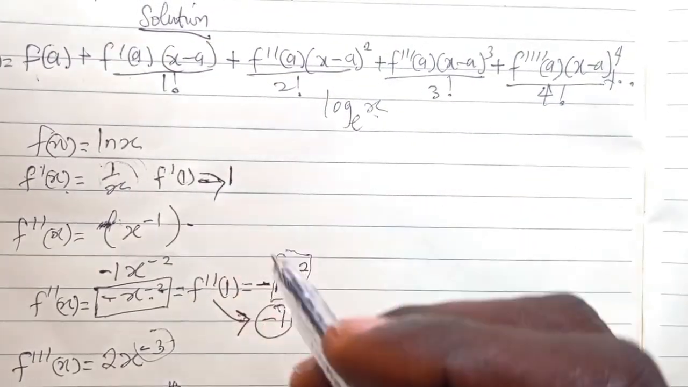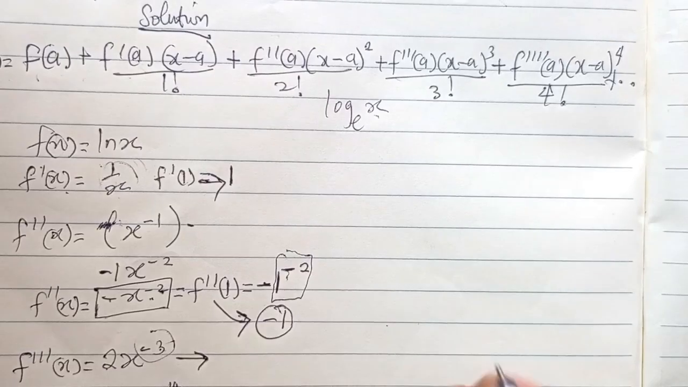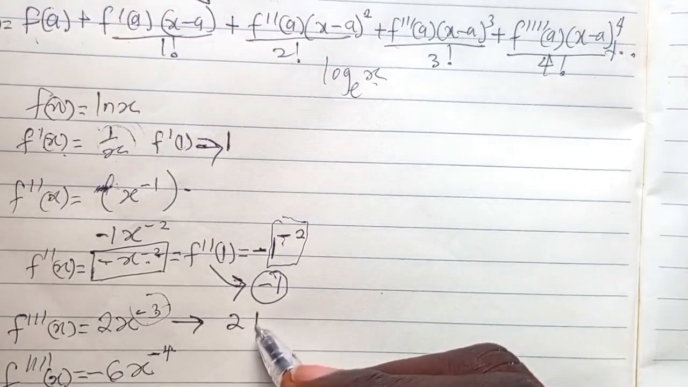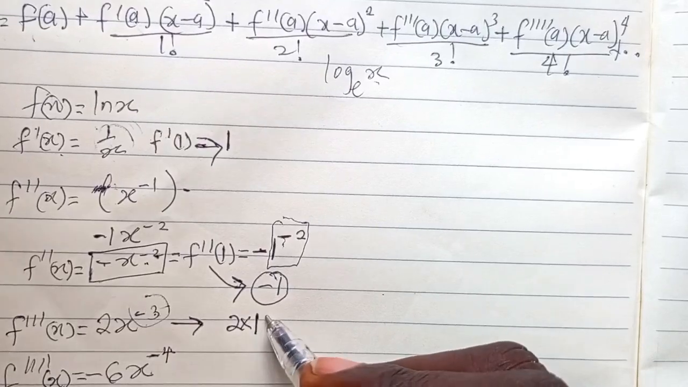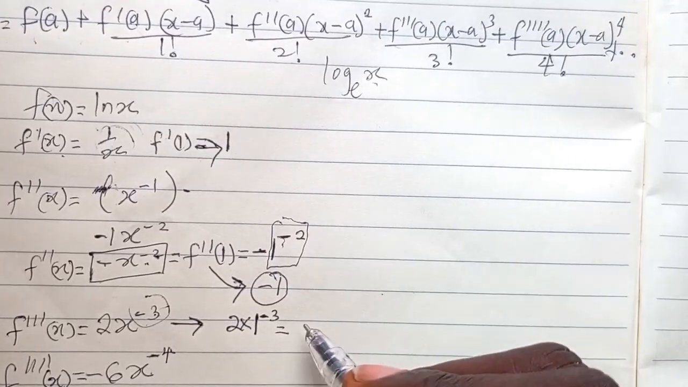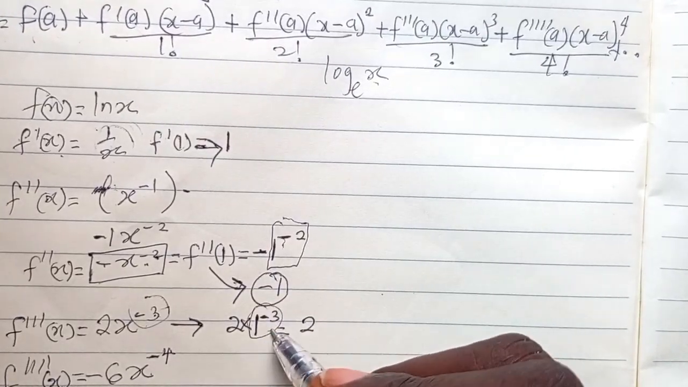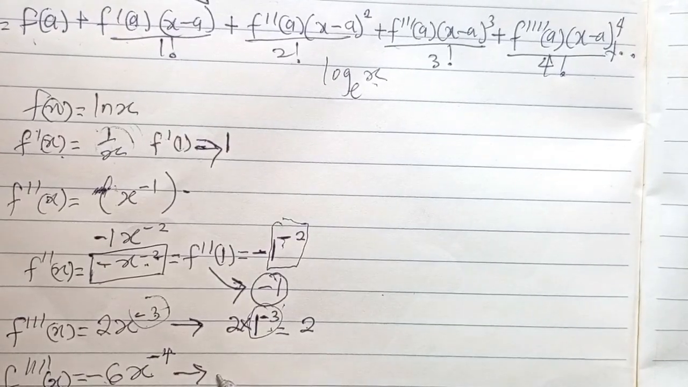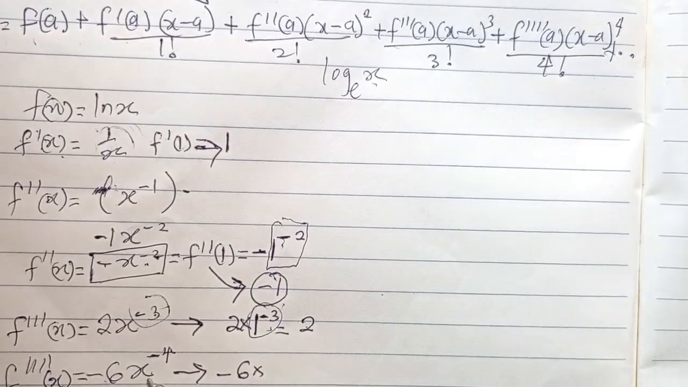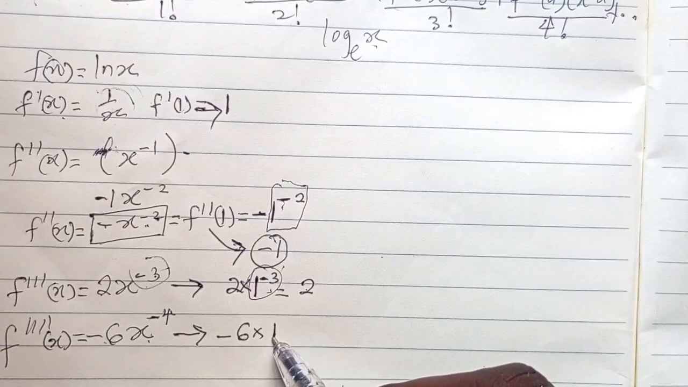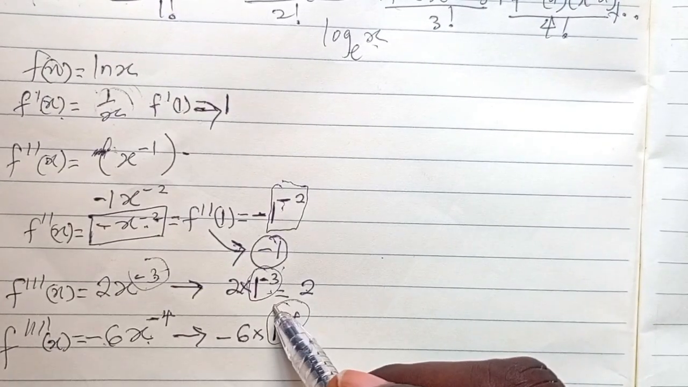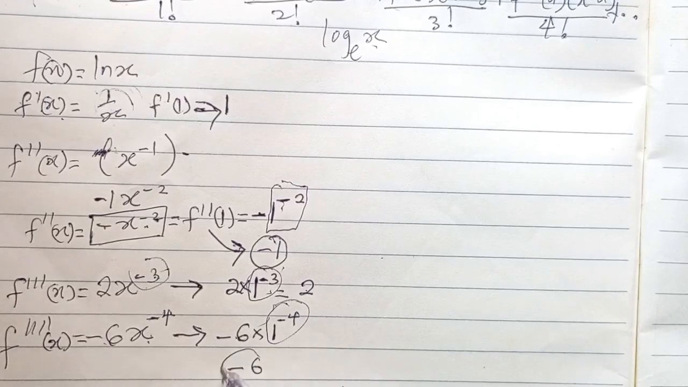Okay. Then for the third one, I'm going to put 1 inside here. That will be 2 times 1 raised to power minus 3. The answer will still be 2. 1 raised to power anything is 1, and 1 times 2 is 2. The next one is minus 6 times 1 raised to power negative 4. 1 raised to power anything is 1, so 1 times minus 6 will give minus 6. So these are my answers.